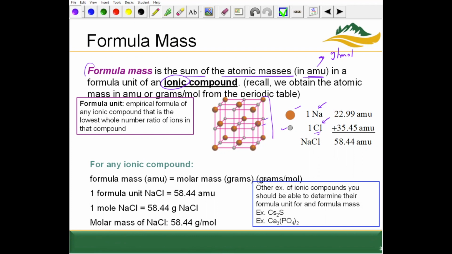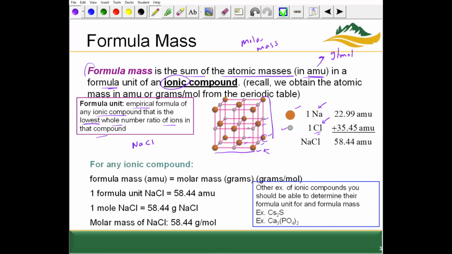When we're determining the formula mass or the molar mass of an ionic compound, we don't add up each individual sodium chloride, sodium chloride, sodium chloride, because then we'd have to know the exact size of the sodium chloride crystal. Instead, for ionic compounds, how we represent the molar mass is by this formula mass. The formula mass is only the mass of the formula unit, where the formula unit is the empirical formula of any ionic compound that is the lowest whole number ratio of ions in that compound.